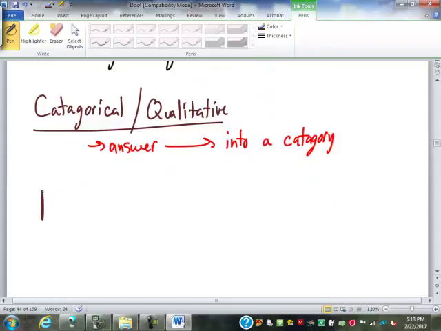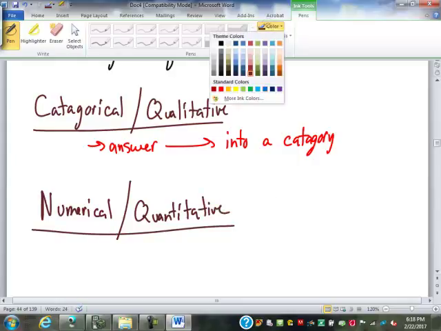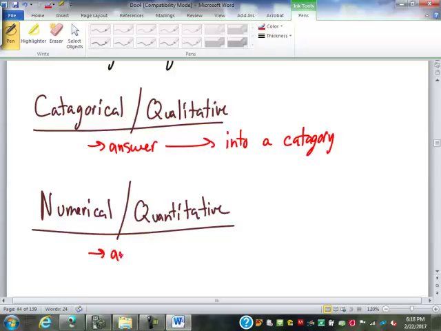Then there is numerical, or sometimes called quantitative data. Of course, in this case, the answer is a number. The reason it's called a quantitative variable is numbers are quantities. The result is a quantity. Qualitative, the result is a quality. It gives a quality about you, not a number, not a quantity, but a quality. Again, I think categorical and numerical are a little bit easier to understand.